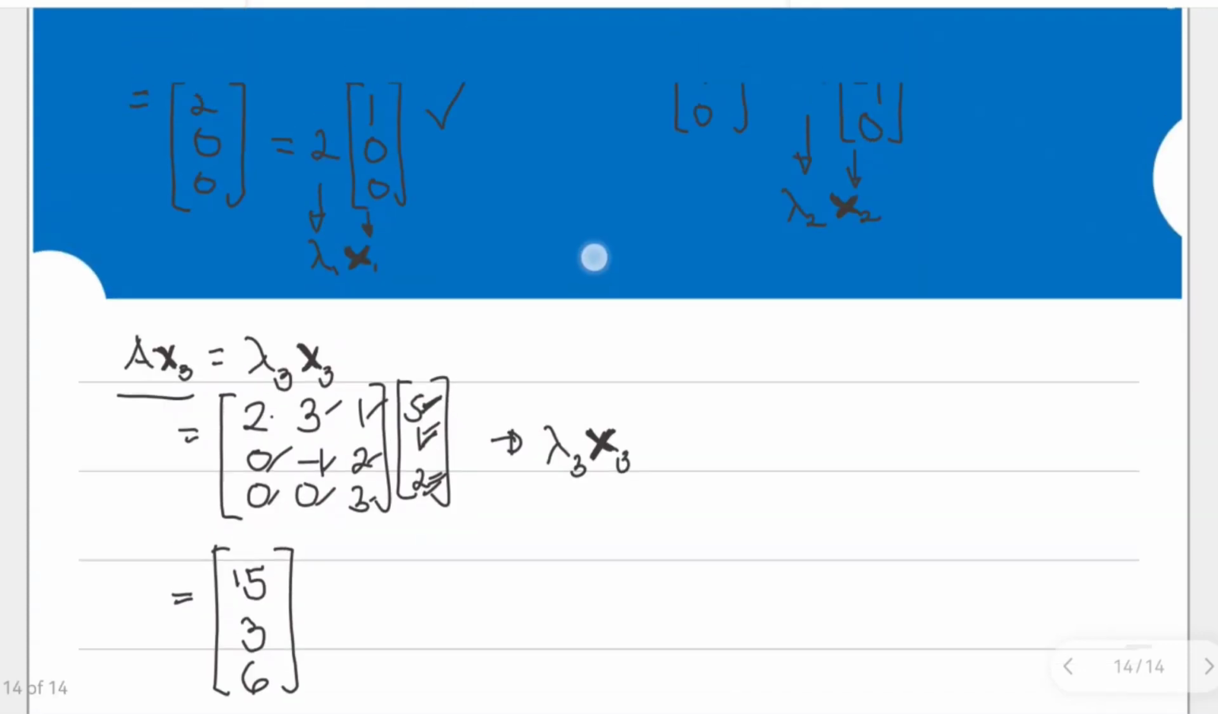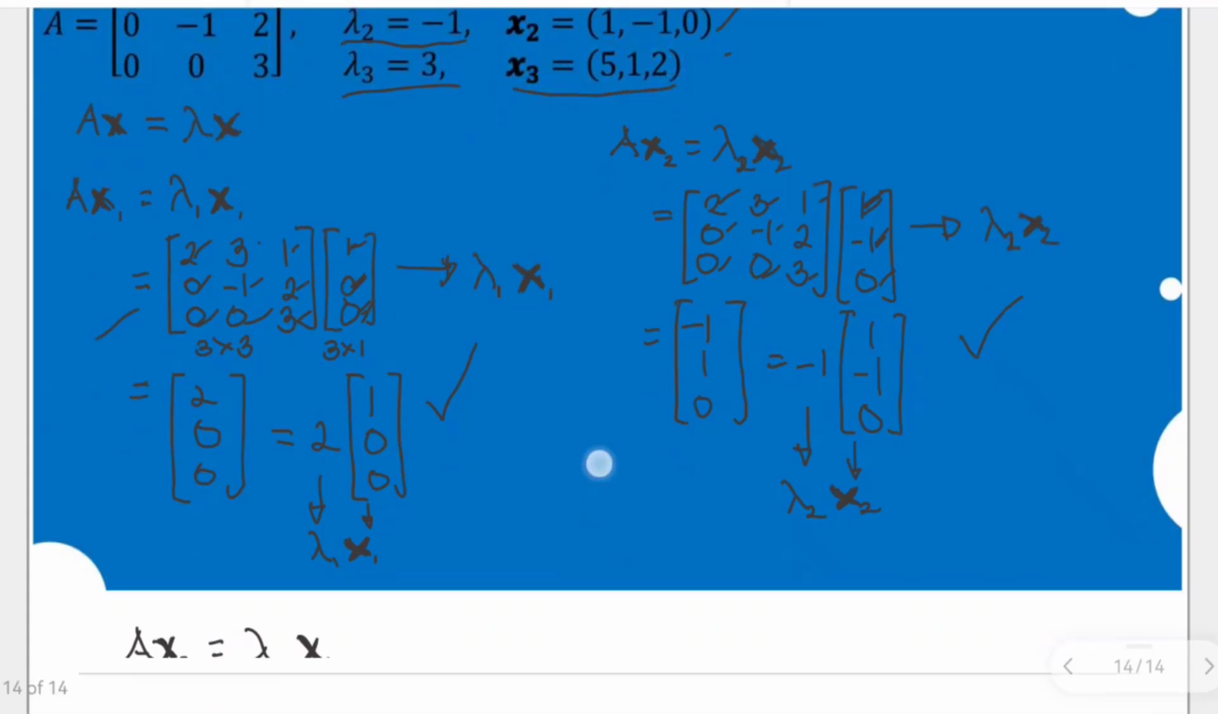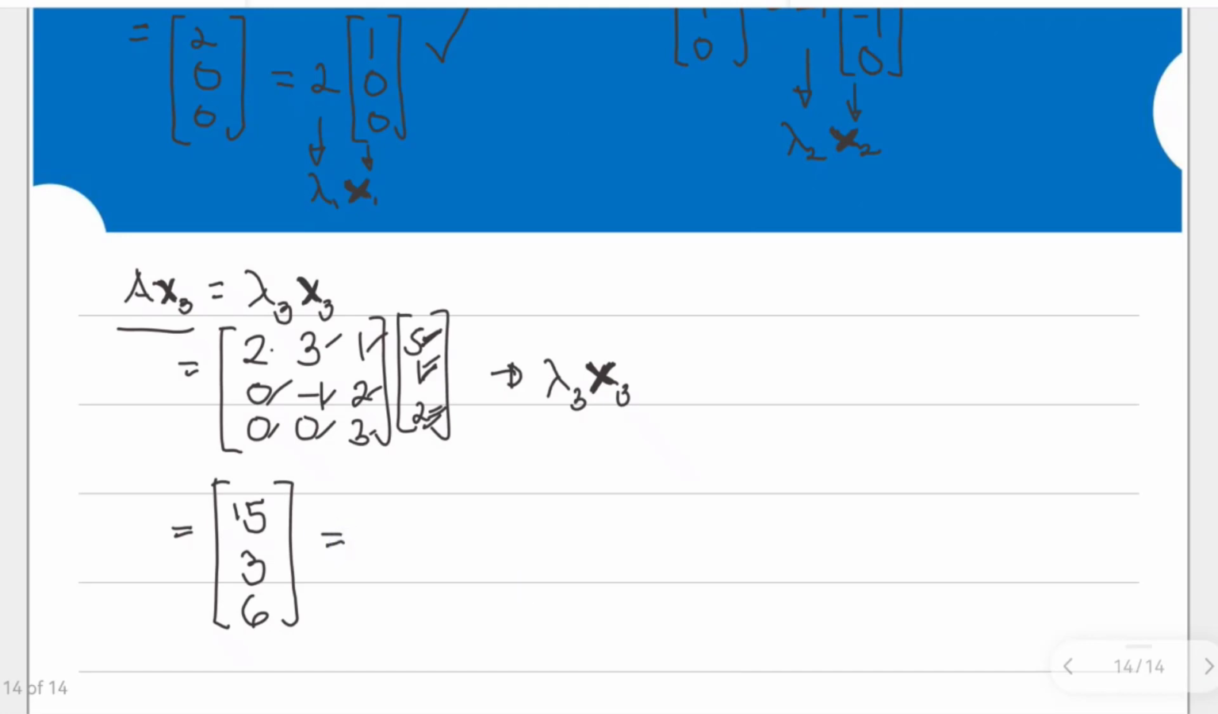And since our third eigenvalue is 3, let's see if this could be the result of the remaining matrix. When we factor out 3, 15 will become 5, 3 will become 1, 6 will become 2. This is our third eigenvalue, and this is actually our third eigenvector, 5, 1, and 2. Same thing, we have satisfied this.